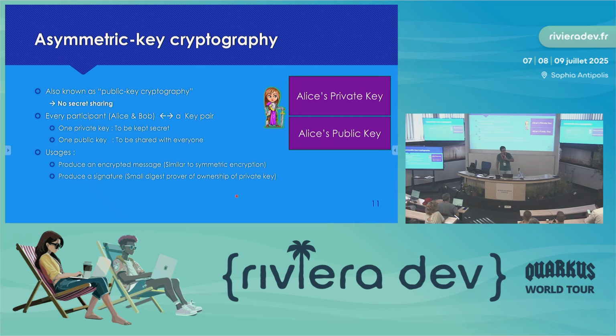Let's try to see how asymmetric key solves part of it. So for the asymmetric key, there is no key sharing needed. Every party, so Alice and Bob, everyone will have a key pair. A key pair is composed of one private key. This private key, you keep it, you never share it. The public one, you can share it with everyone, no problem. And then what we can do with this kind of cryptography, we can encrypt a message just like the symmetric key cryptography. But we also can do a signature, so I can prove to you that I am the one sending you the message.